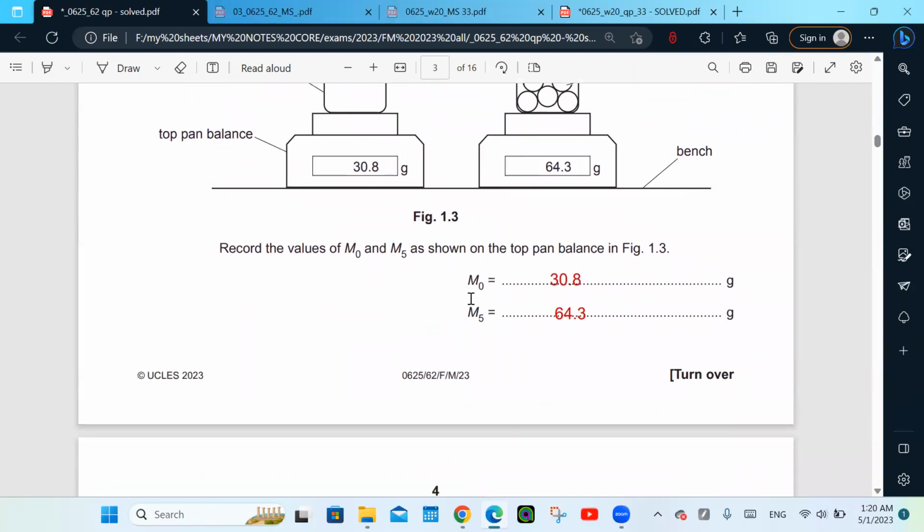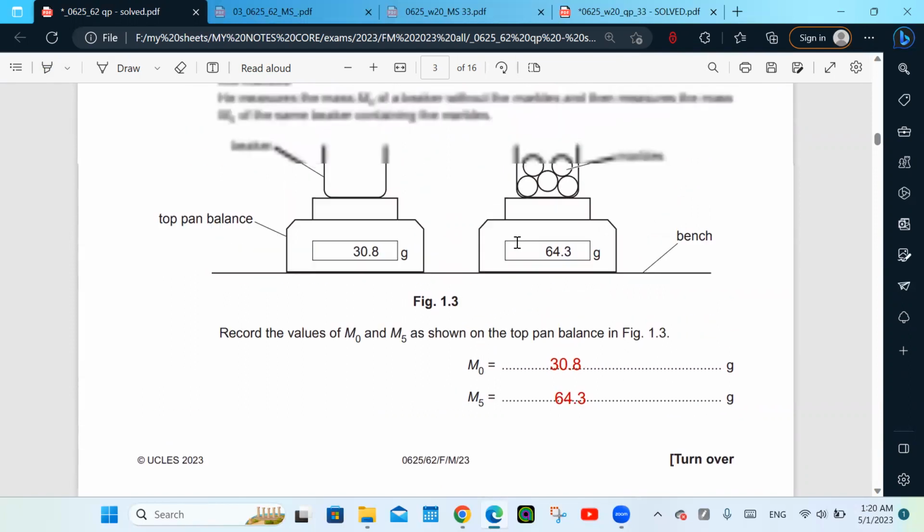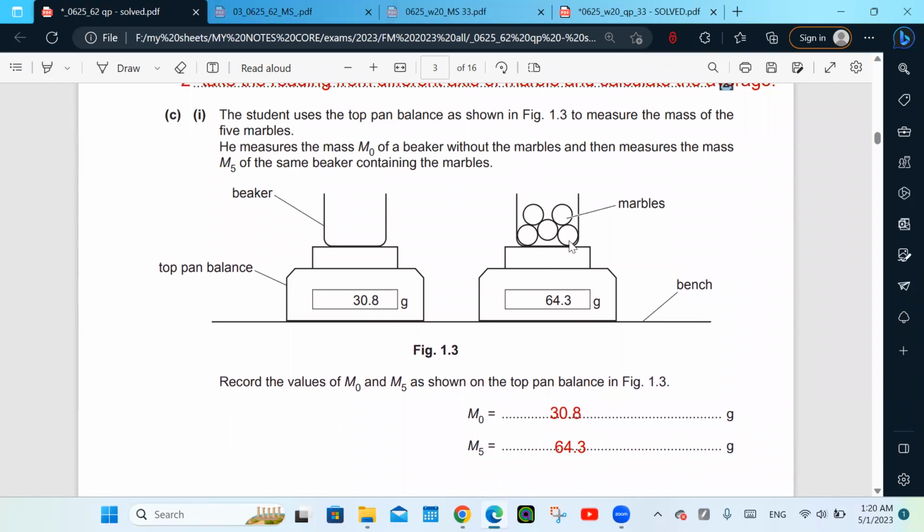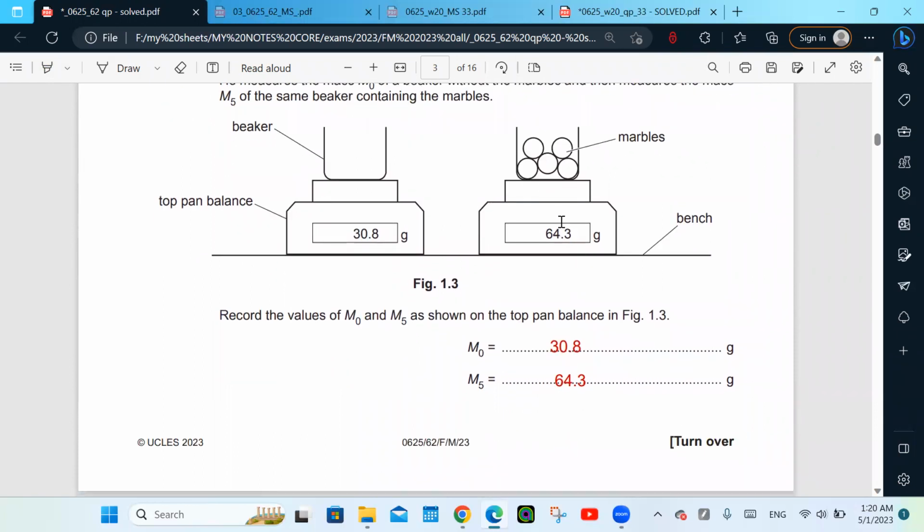So M naught, or M0, represents the original mass without adding any marble, which is equal to 30.8 gram. After we add 5 marbles in the beaker, the total mass increases.